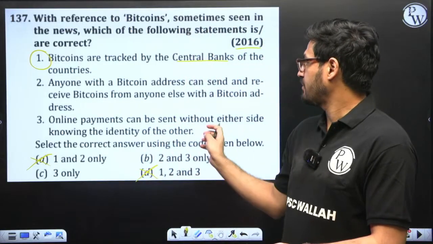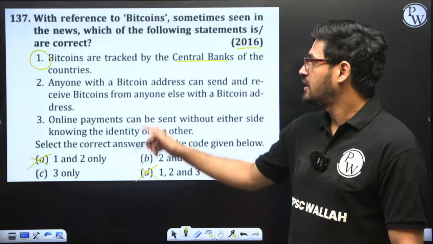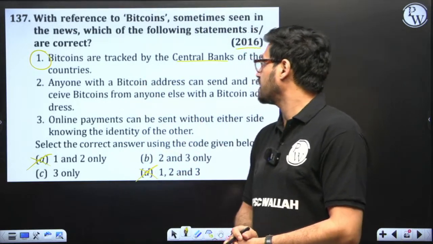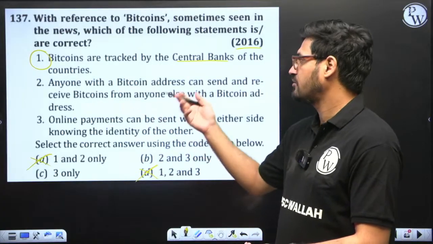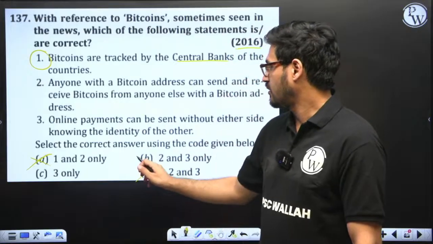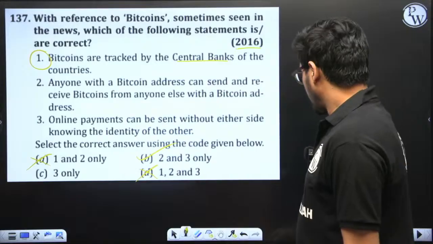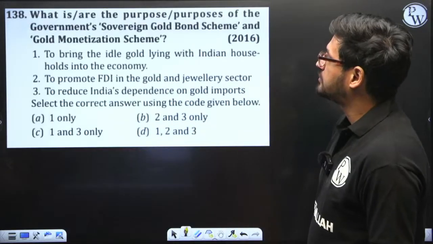Right? So online payments can be sent without either party knowing the identity of the other. This is absolutely correct. And the second one says anyone with a Bitcoin address can send and receive Bitcoins from anyone else with a Bitcoin address. Now this is also logically correct, right? So the answer should be B. Now let's move to the next one.